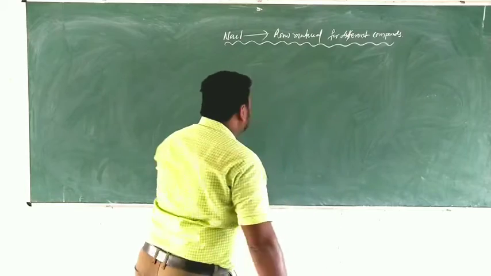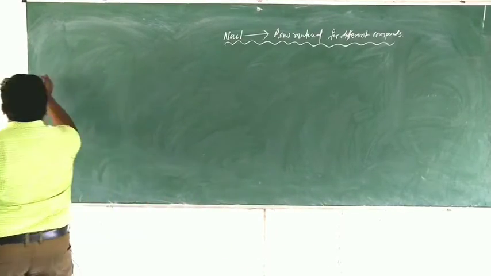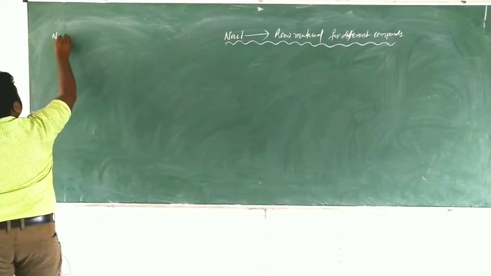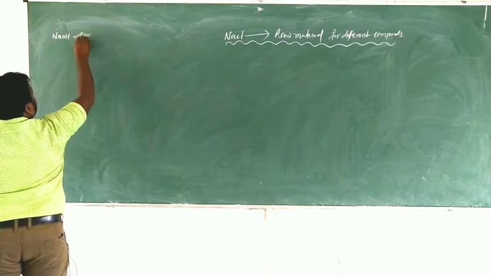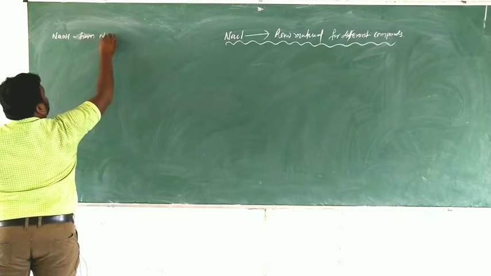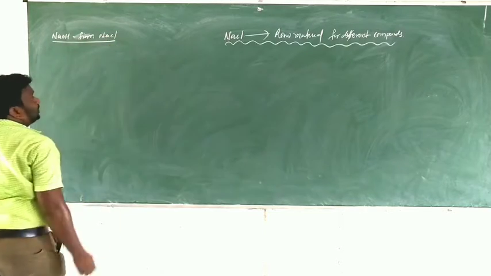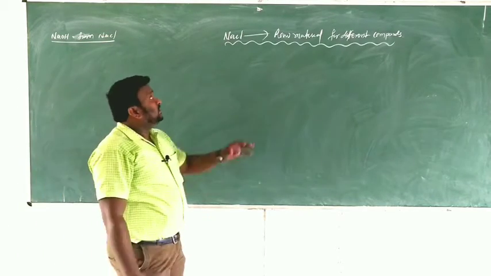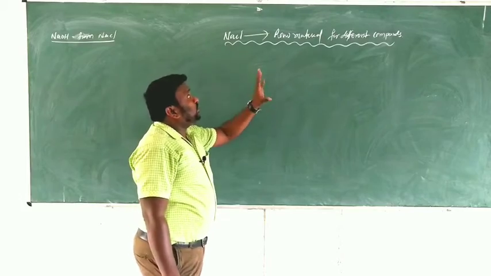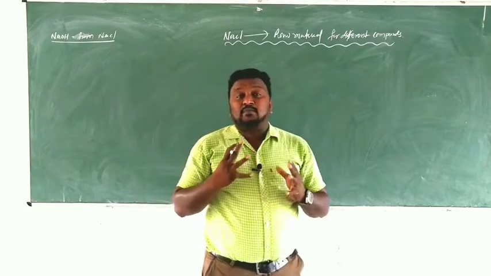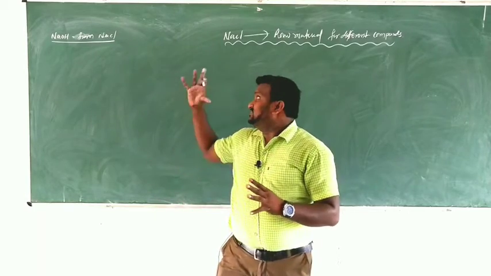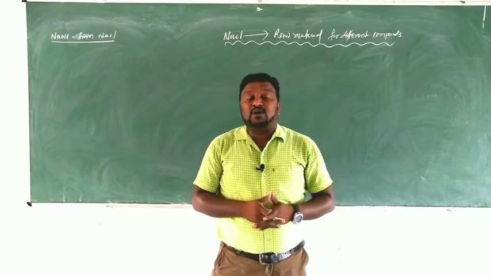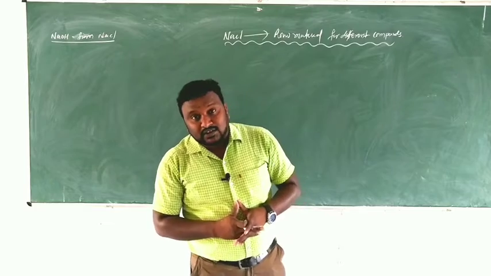The first thing is that we will get sodium hydroxide from sodium chloride. How does sodium chloride act as a raw material for different compounds? In that, the first thing is that sodium hydroxide can be obtained from sodium chloride.